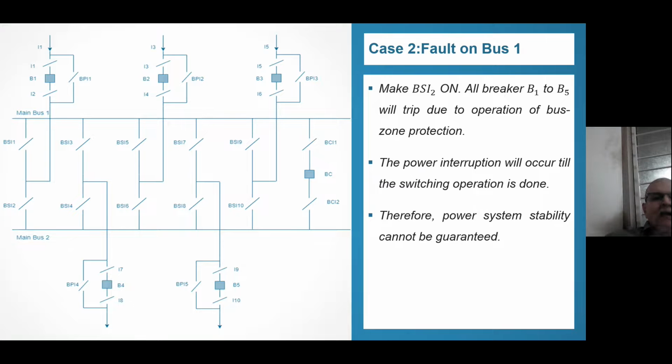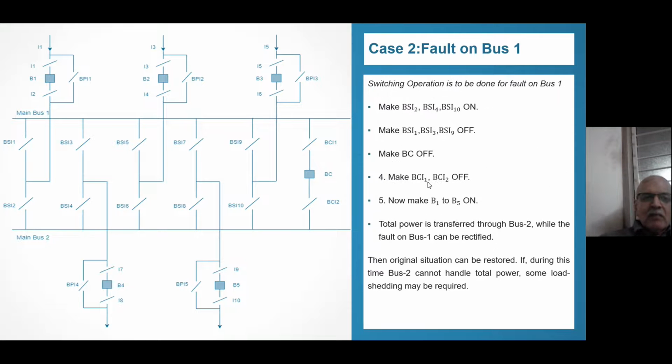But if the power system does not become unstable, then you need not wait till you repair the fault on bus 1. What all you have to do? Make BSI2 on. You see, that is very important. Where is it written? Yes, it is written here. Make BSI2, BSI4 and BSI10 on. See, BSI1 was on, so make BSI2 on. BSI1 को आप नहीं touch कर सकते.